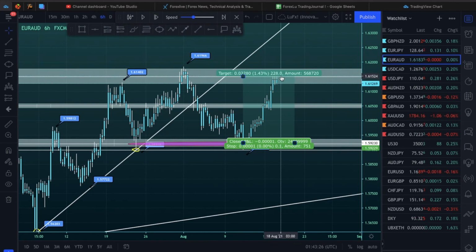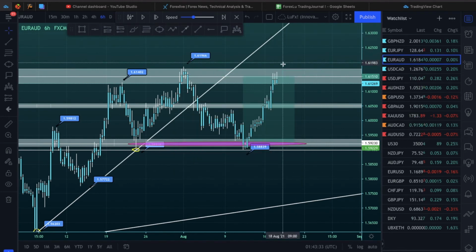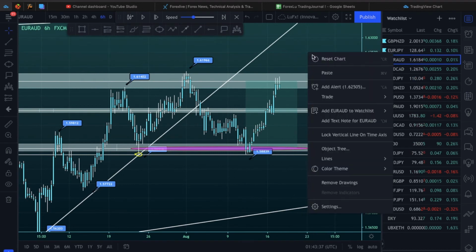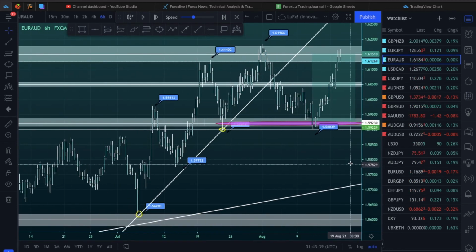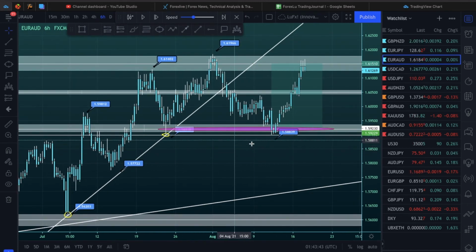So it hit take profit to the T, right? Like I said, and this is a psychological level of 61,500. So it hit that to the T, and this is a 228 pip trade. So that was a good trade, and I hope you guys learned something from that, because this is a very good trade that I took, and probably one of the best trades that I took and managed. So I just like that trade.